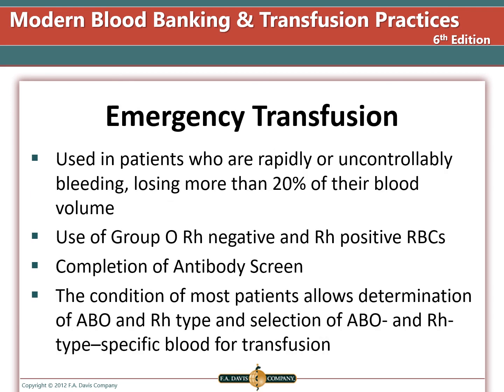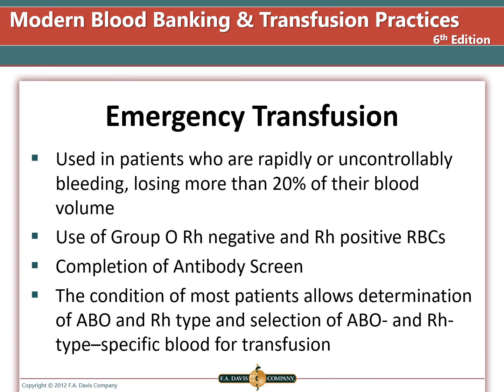A patient who is rapidly or uncontrollably bleeding, losing more than 20% of their blood volume, will require an emergency transfusion. These patients may receive group O negative if there is sufficient supply, or O positive if there is not enough O negative available. An antibody screen and cross-match must be performed after an emergency release when time allows.